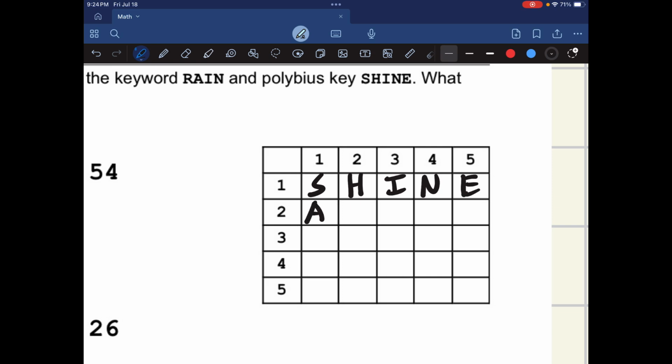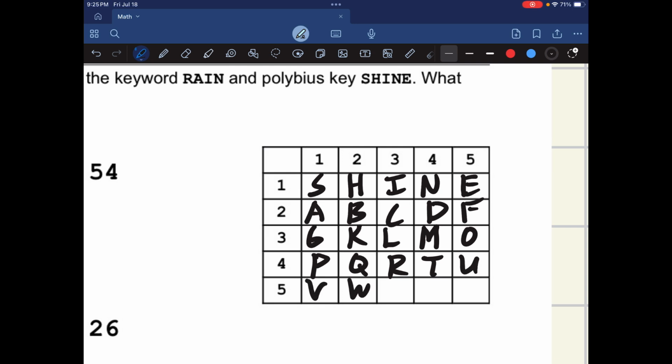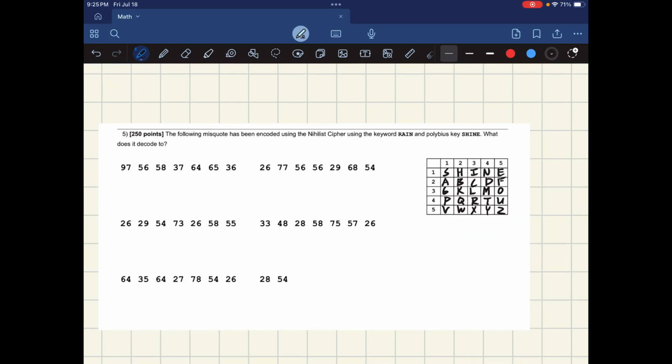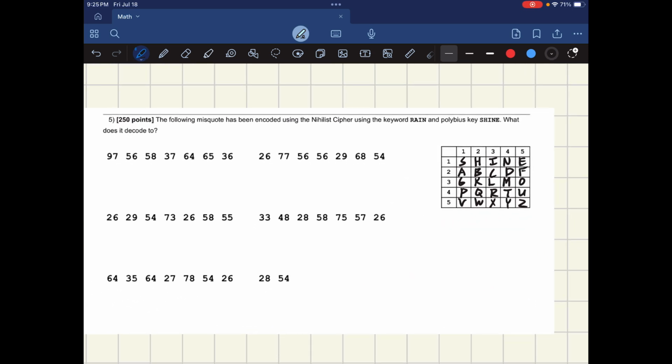We go A, B, C, D. We skip E because it's already been used. F, G. H has already been used, so we skip that. I and J, remember I and J share the same square, so we skip both of those. K, L, M. We skip N because it's already been used. O, P, Q, R. S has already been used, so we skip that. T, U, V, W, X, Y, Z. So now we have filled out the Polybius square, and now we get to solving the rest of the cipher.